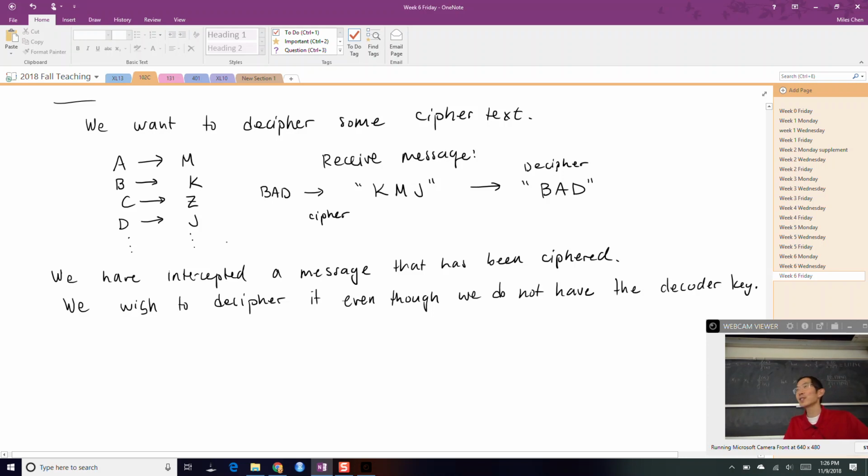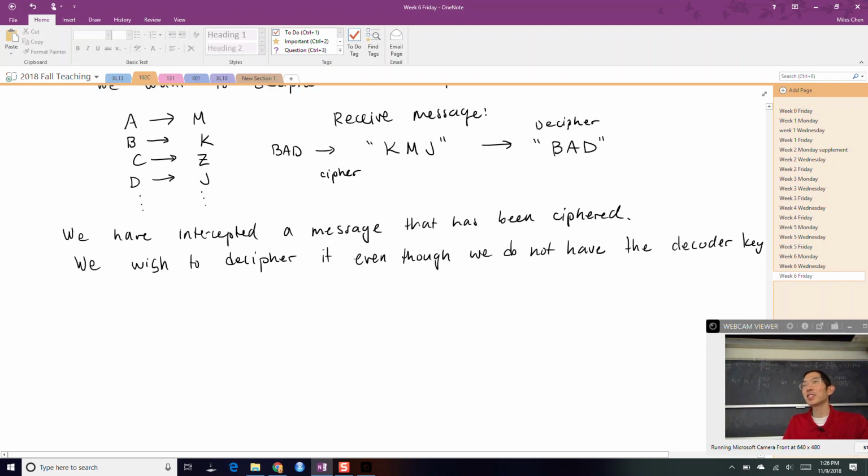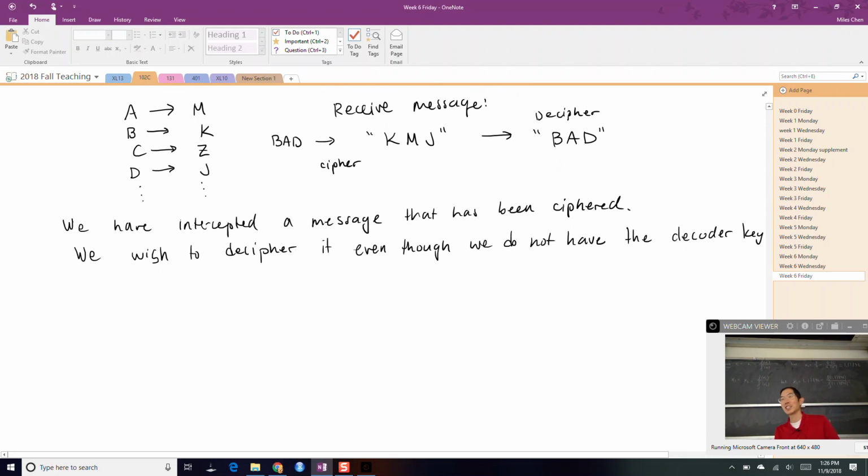Did you guys ever do this as a kid? Write secret messages in this way, and then you realized after trying it out, it was way too hard and frustrating to do this manually, right? Okay. All right, so this is what we've got. All right, so how are we going to do this?